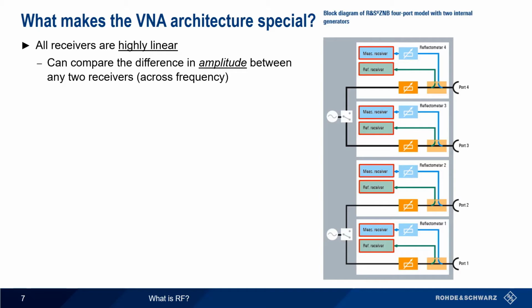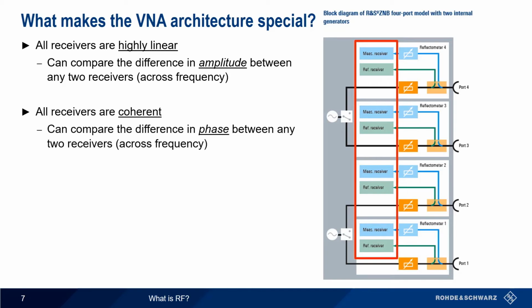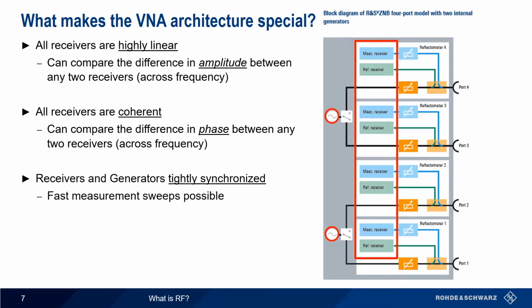Phase measurements, on the other hand, require coherent clocking of all receiver local oscillators. This means careful attention must be paid to the design of the LO distribution network and the placement of the receivers within the VNA so that coherence is maintained over temperature and time. The VNA receivers and generators are also tightly synchronized to ensure proper frequency settling and the fastest possible measurement speeds.